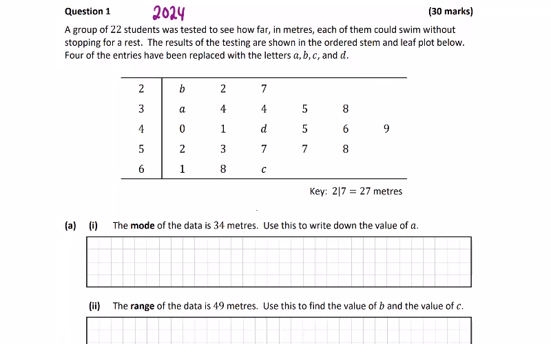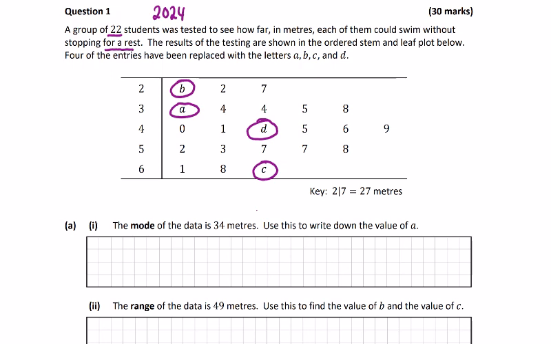In 2024, question 2 started with this stem and leaf. We're told there's a group of 22 students and they were tested to see how far in meters they could swim without stopping for a rest. And the results are shown here. So this could be a 0, 1 or a 2. Just at a quick glance, that could be an 8 and 9. This could be a 1, a 2, a 3 or a 4. And this number is between 1 and 5, or it could be 1 or 5.